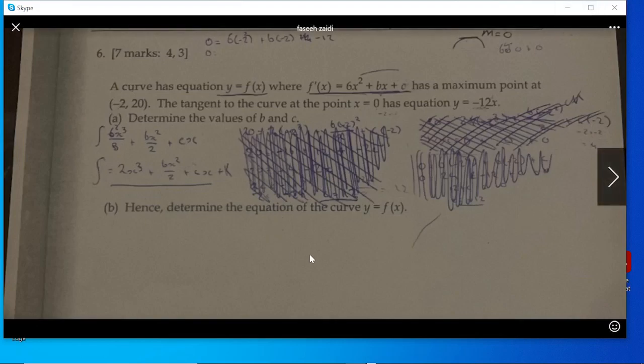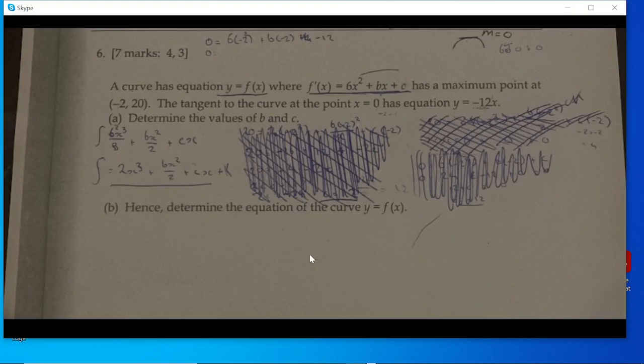That's the question. Can you read the question for me, please? A curve has an equation of y equals f(x), where f prime of x equals 6x squared plus bx plus c. It means it's the first derivative.